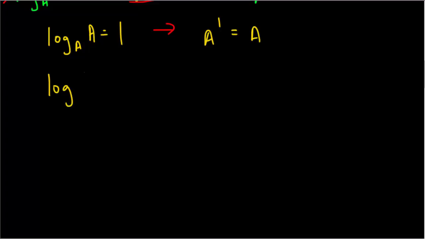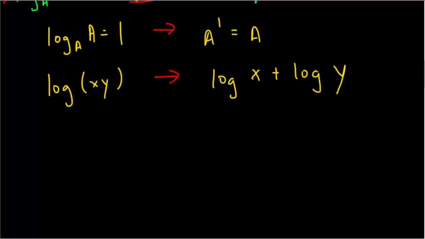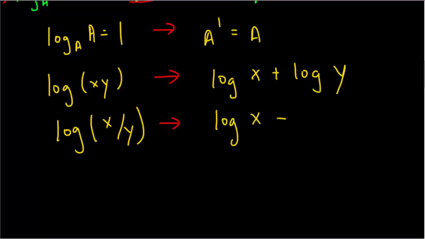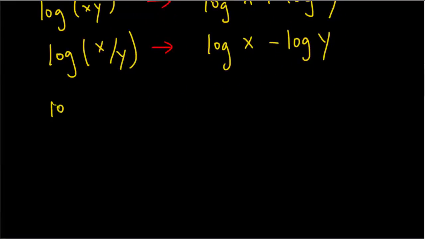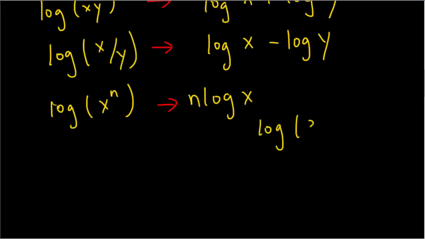So log of x times y will give me log of x plus log of y. Okay, and the same goes for log of x divided by y. That will just be log of x minus log of y. And then the last one: if I have log of x raised to the power n, that will just be n times log of x. So for example, if you have log of 3 to the x, that would just be x times log of 3.